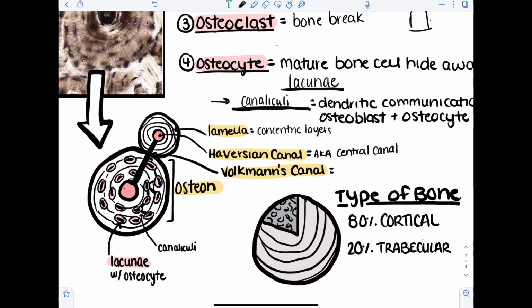That Haversian canal, or central canal, is where our blood supply is. Our BS, our blood supply, our nutrient supply, you could also think about. That's where all the nutrients come from.